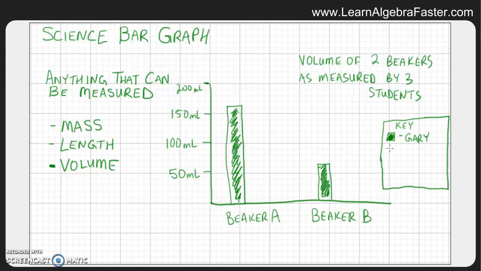All right, and let's say that our second student is red, and this is Lisa. And Lisa measures beaker A to be about 170. And let's say she measures beaker B to be right at 60. So we'll fill her in.